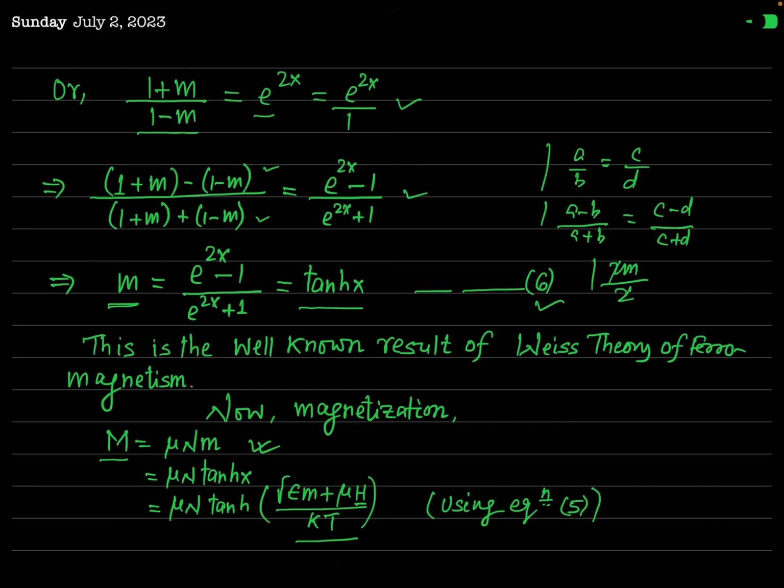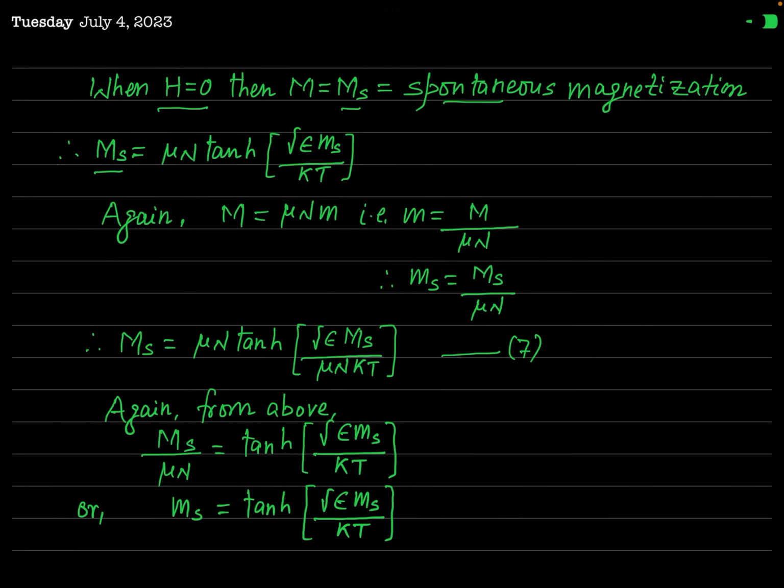After putting H equal to 0, what will be your result? Your result will be M equal to mu n tan hyperbolic (gamma epsilon m by kT). But now this M is denoted by Ms, and this small m will also be denoted by ms. So I have written here that Ms equals mu n tan hyperbolic (gamma epsilon ms by kT).